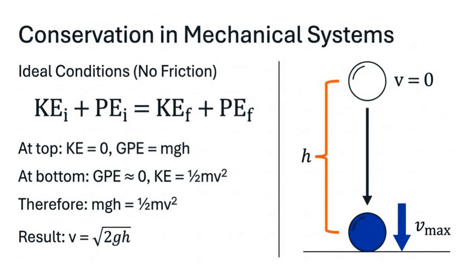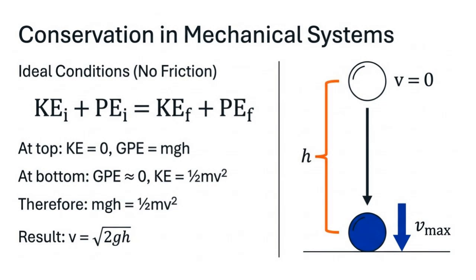Let's look at how conservation of energy works in mechanical systems without friction. At the highest point, the object has no kinetic energy because it's momentarily at rest, but it has maximum gravitational potential energy, which is mass times gravity times height. As it falls, this potential energy converts into kinetic energy. At the lowest point, the potential energy is nearly zero, and kinetic energy is at its maximum.